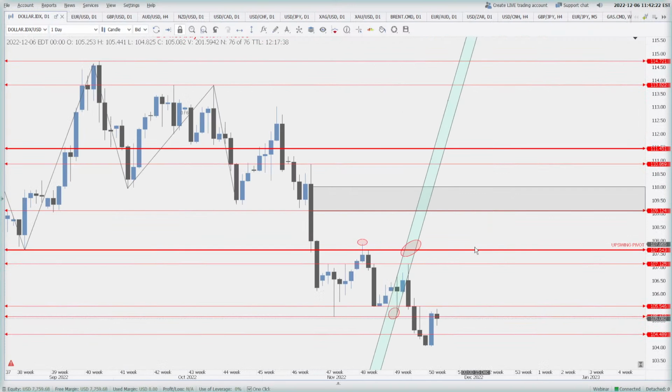So guys, you got it. What is happening here? We're finding it difficult for the price to move above 105.54, but if it moves, we will become buyers.